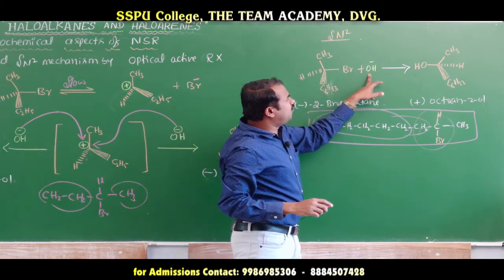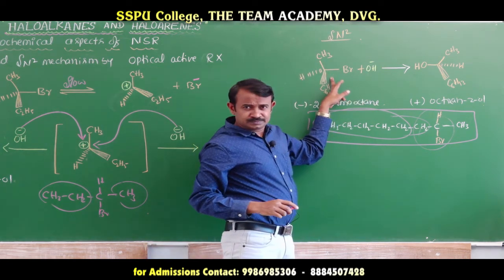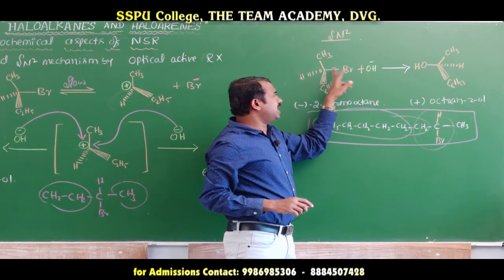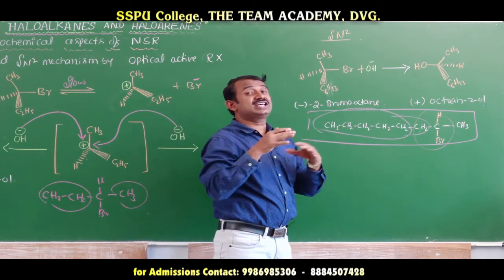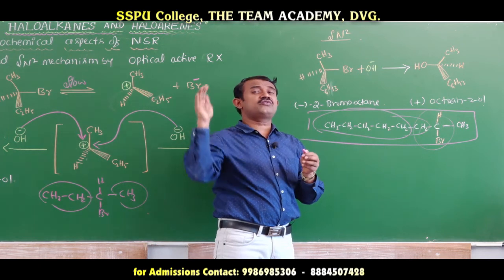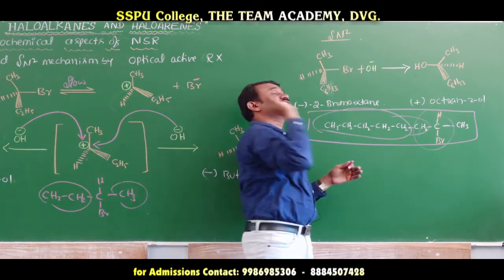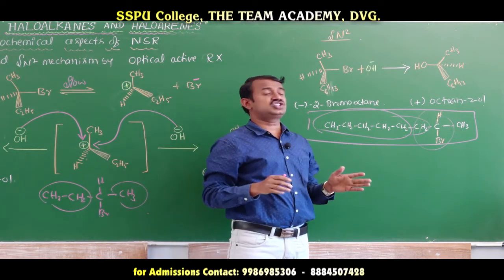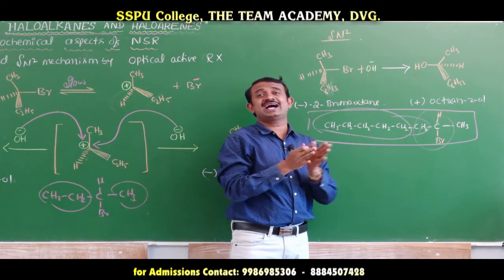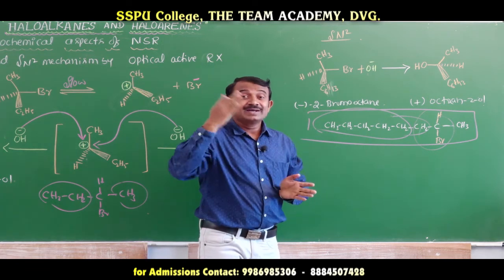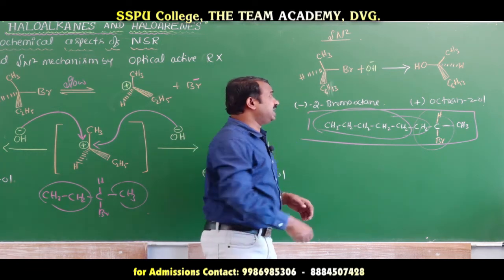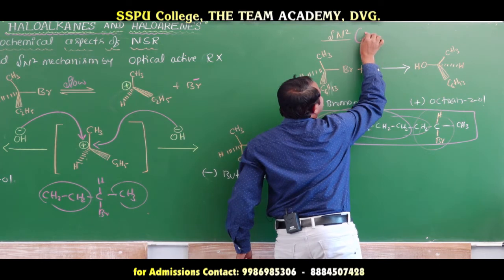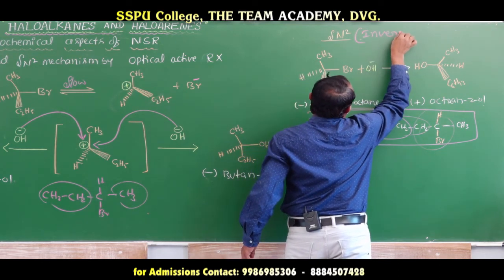In the SN2 reaction, the nucleophile attaches opposite to the C-Br bond to form a transition state. In the transition state, the nucleophile easily forms a covalent bond while the C-Br bond breaks. Which configuration is this? This is inversion configuration.